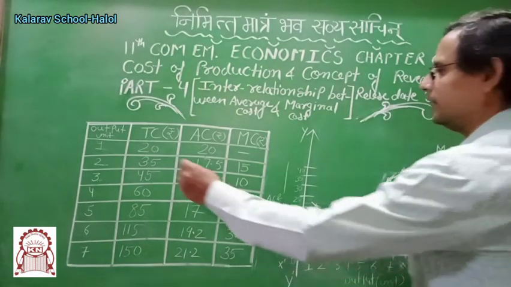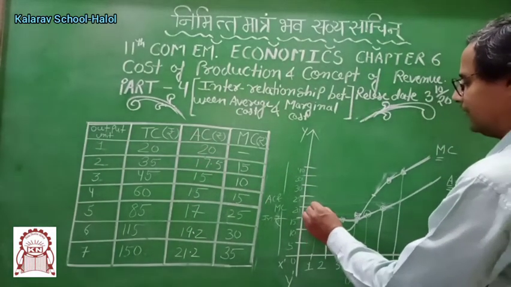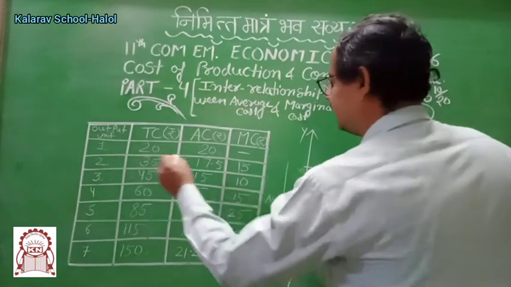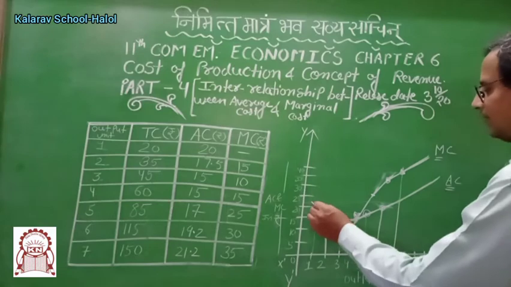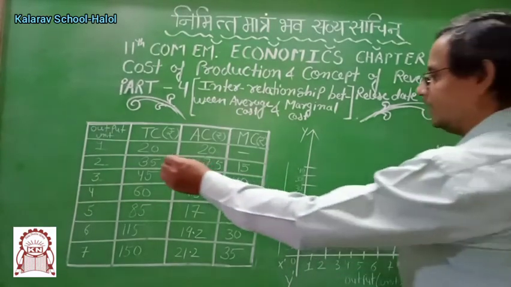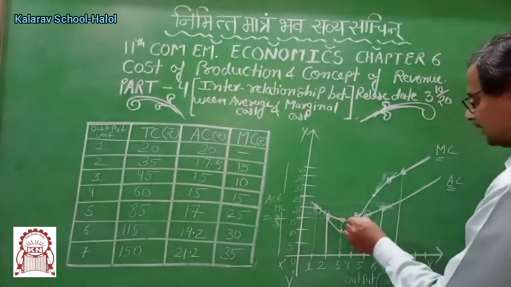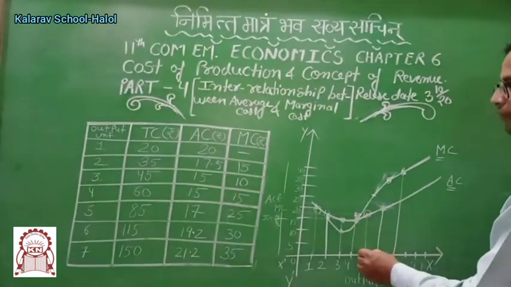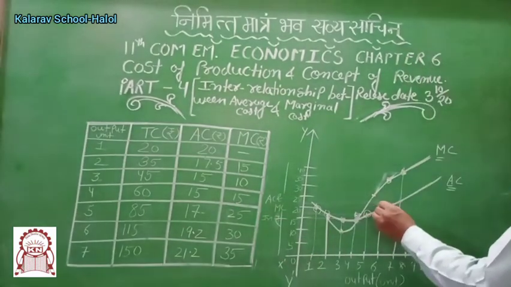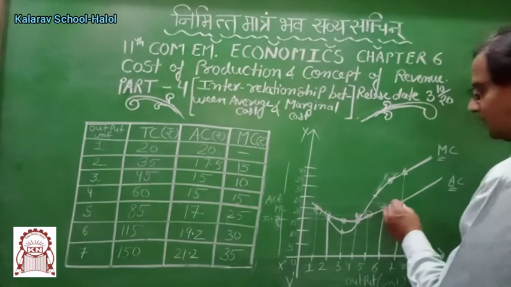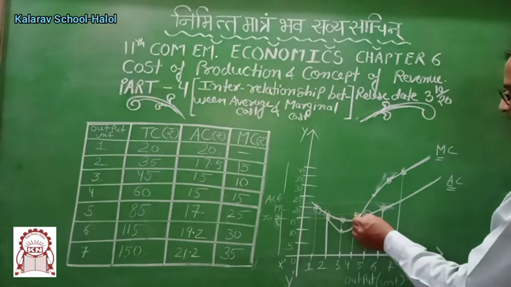How? So see here, in 1 unit your average cost is 20. In 2 units it is 17.5, means it has reduced. Then 15, in third and fourth it is constant, means it is running at the same level. After that, in the fifth point it is slightly increased, 17, and in the sixth point 19.2, and in the seventh point 21.2. So it moves like a U shape, like this way. See.